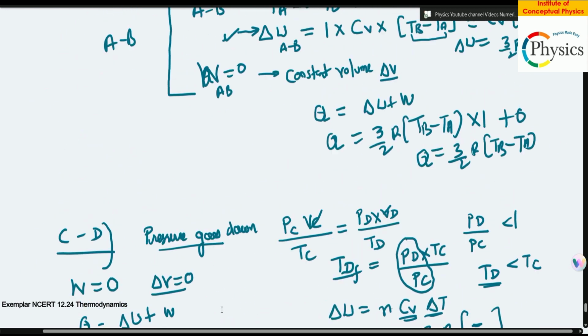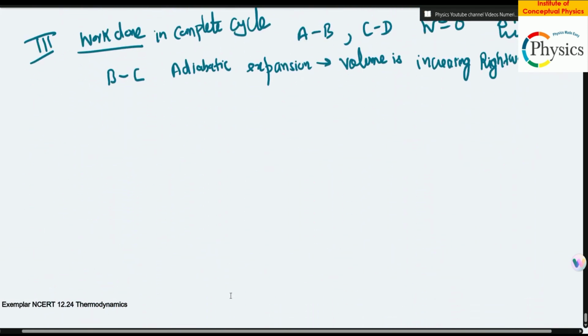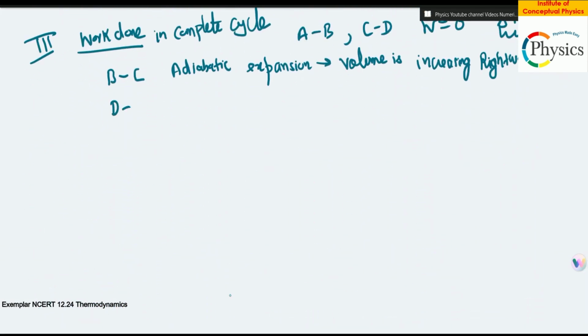Let's talk about another one, right? So let's talk about D to A. D to A, what is happening? D to A is adiabatic compression, right? The volume is decreasing.